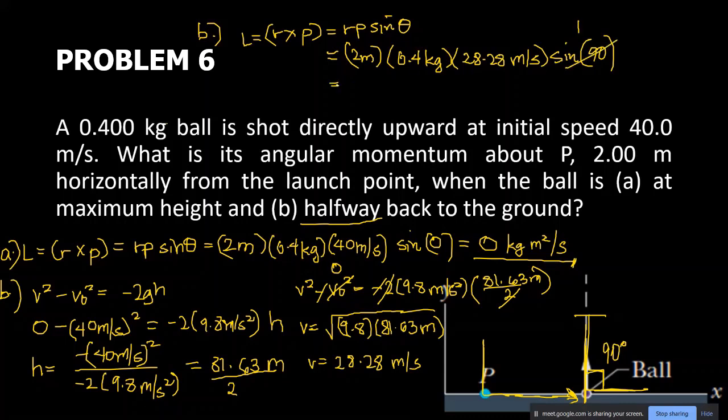So the answer is 2 times 0.4 times 28.28. The answer is 22.6 kilogram meter squared per second. So the answer for letter A is 0, for letter B is 22.6 kilogram meter squared per second.